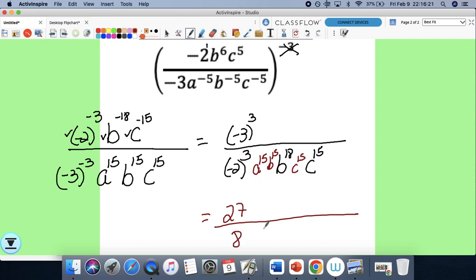But A to the 15, B to the 33rd, and C to the 30th, right? This one is just A to the 15, but these two keep the base out of the exponent. These two keep the base out of the exponent. Done.